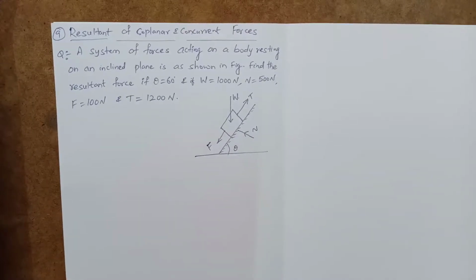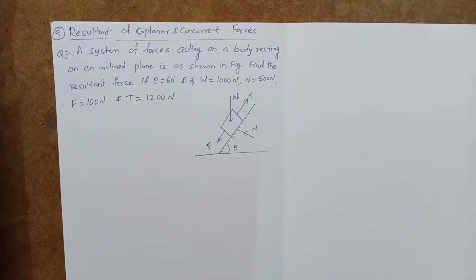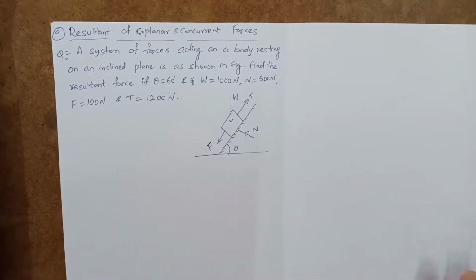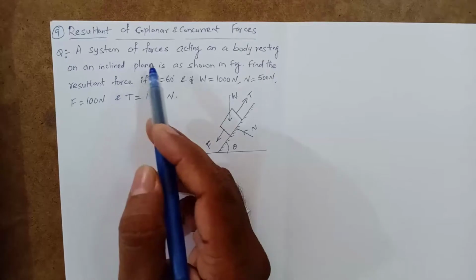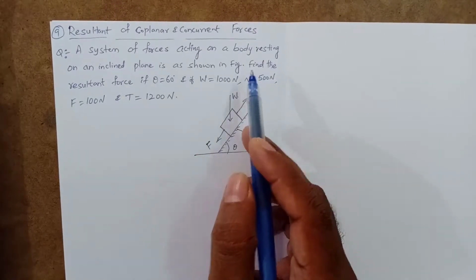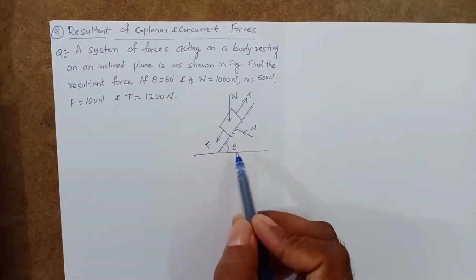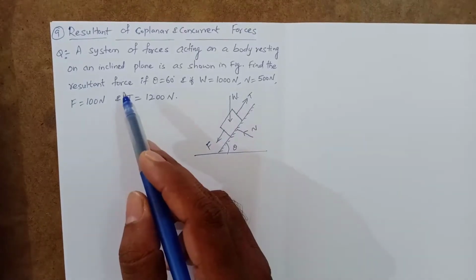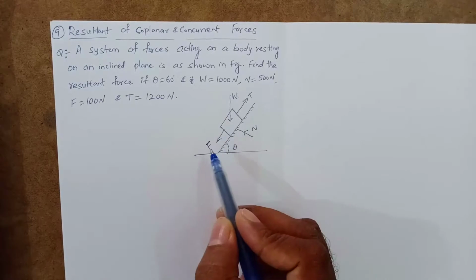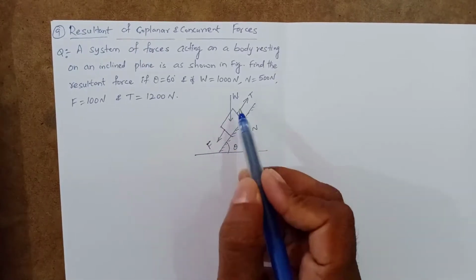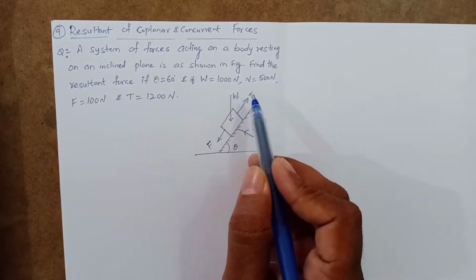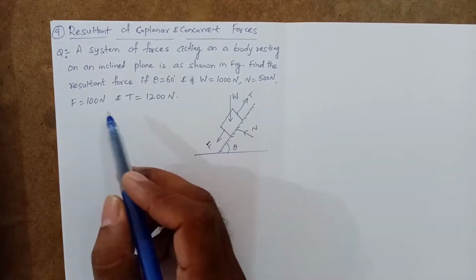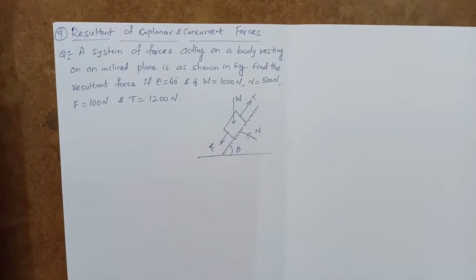Let us solve a problem on resultant of coplanar and concurrent system of forces. The question is: a system of forces acting on a body which is resting on an inclined plane is shown in the figure. This is the given figure. Find the resultant force if theta is equal to 60, W is equal to 1000 Newton, N equal to 500 Newton, F is equal to 100 Newton and T is equal to 1200 Newton.